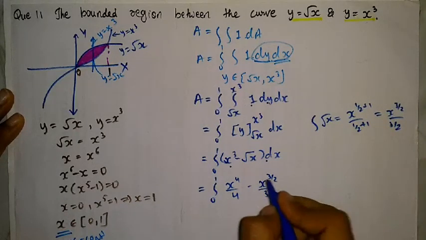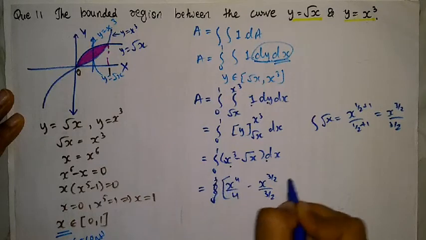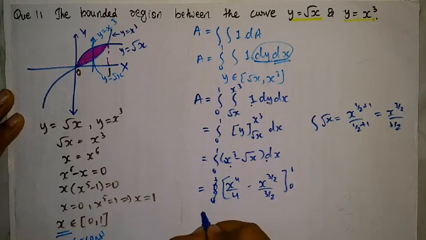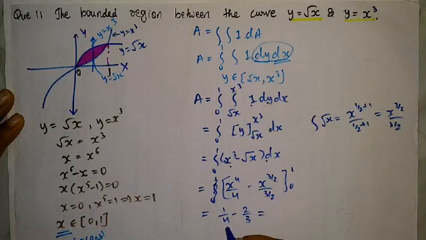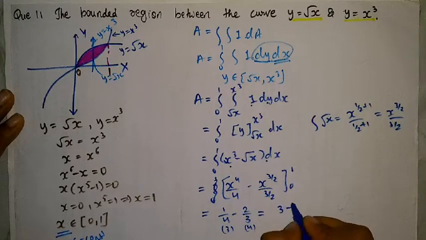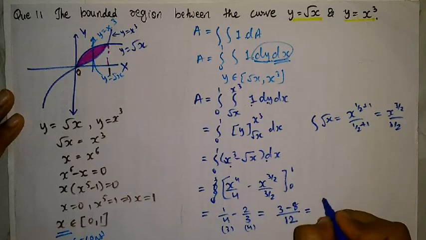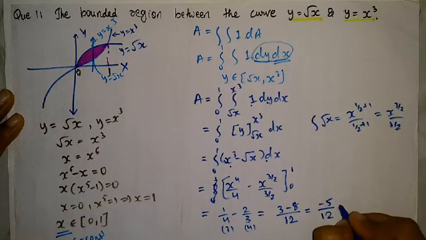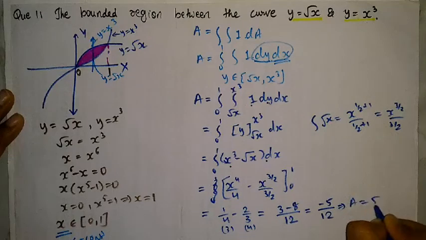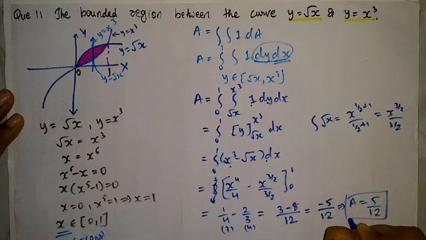So now we have done the integration. Its limits are from 0 to 1. Now put the limits. We get 1 by 4 minus 2 by 3, minus 0 will remain 0 only. Taking the LCM 12, that is 3 minus 8 upon 12, which is equal to minus 5 by 12. We know area is positive, that implies area is equal to 5 by 12. So this is our answer.